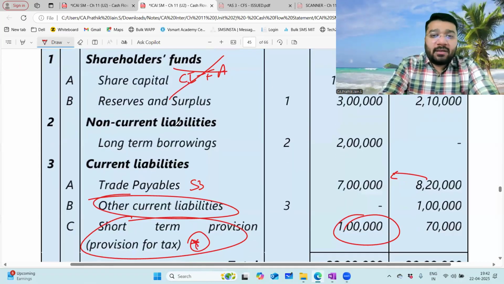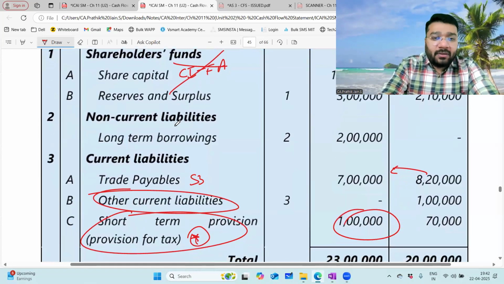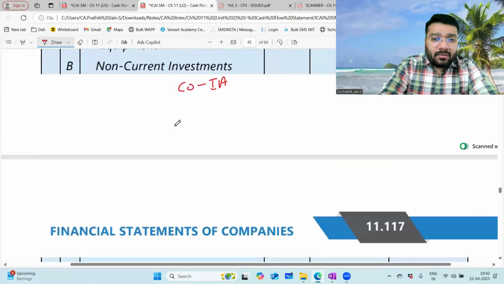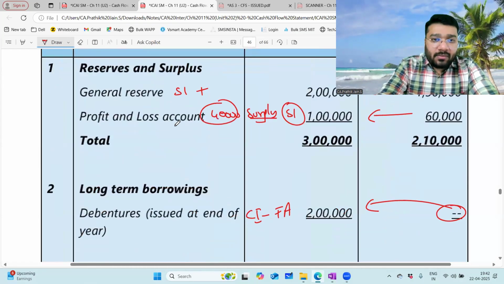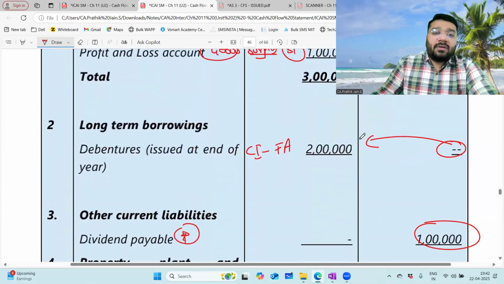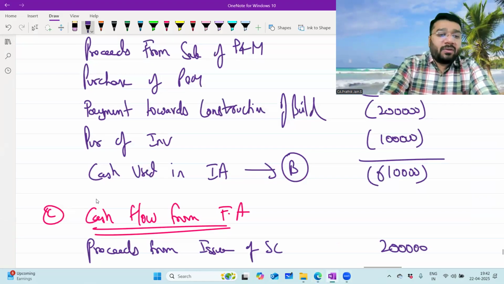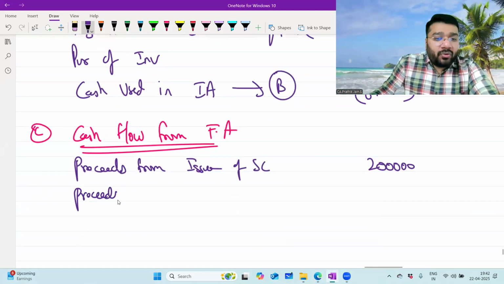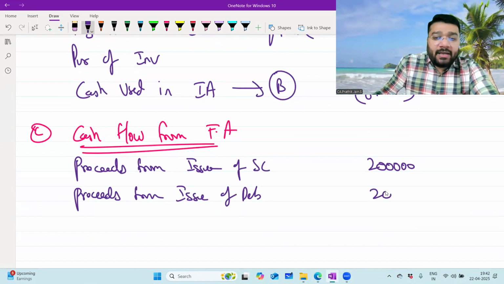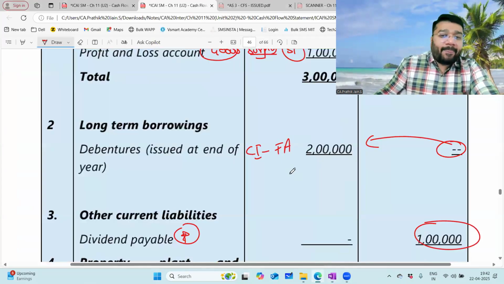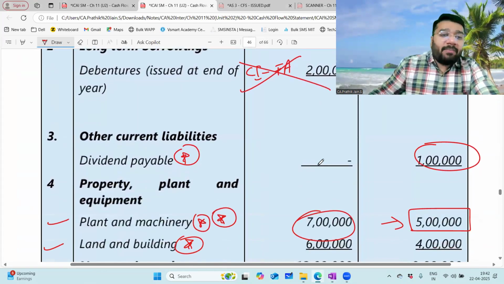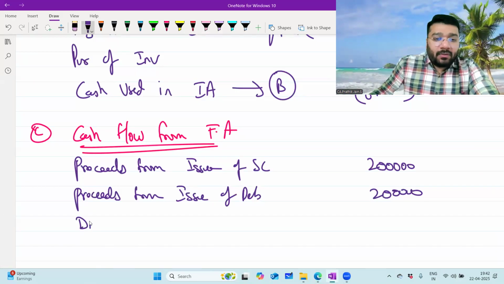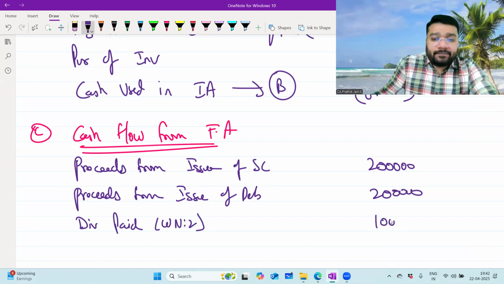Come down. Reserves and surplus, taken care of. Long-term borrowing. Issue of debentures. Proceeds from issue of debenture, how much? Again 2 lakhs. Dividend paid, how much? 1 lakh. Dividend paid. Working note number? 2. 1 lakh. In bracket.